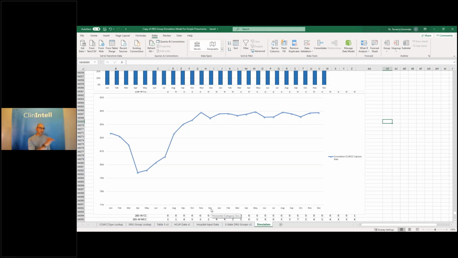You can't do it in 1 month. You can't do it in 3 months. You've got to do a lot of coin tosses. And I'm saying coin tosses, but you know what I mean. This is every single DRG volume, simple pneumonia, and it's measuring the capture rate cumulative over time. See how long it takes you to get there.